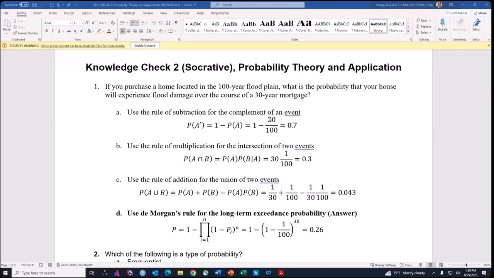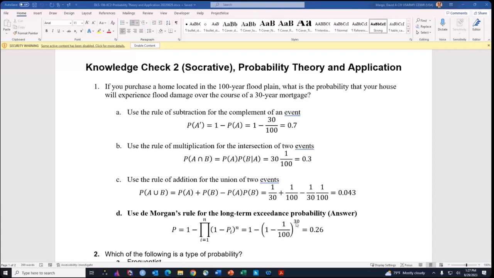So you can see some different options to choose from here, and the correct option here is De Morgan's law along with the rule of subtraction to get that estimate. So again, we can take 1 minus the probability of flooding, which is 1 in 100 per year. That gives us the probability of not being flooded in a given year. And the only way that we can go through a full 30 years with never experiencing any flood damage is if we have no flooding every year for 30 years, right? So 1 minus 1 over 100 is the probability that we didn't experience flooding in a given year. We need that to happen every year for 30 years, so we raise that to the 30th power.